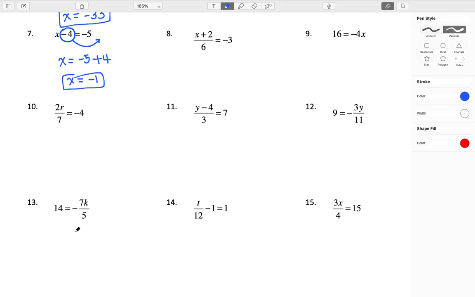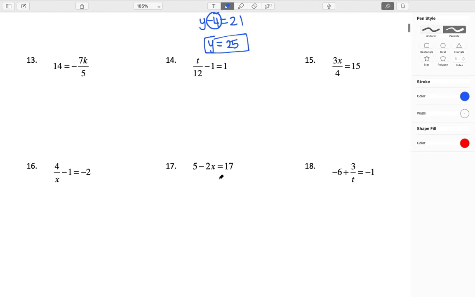Now, what if you were to be given a question like number 11? Same thing, I'm going to move 3 to the other side. So the opposite of dividing is multiplying. So y minus 4 is equal to 7 times 3, which is 21. And I'm going to move negative 4 to the other side. So it will become positive 4. So 21 plus 4 gives me y is equal to 25.